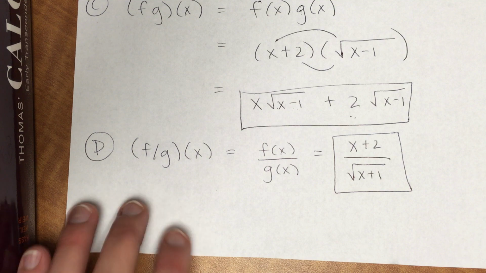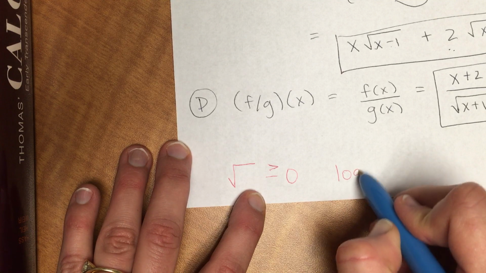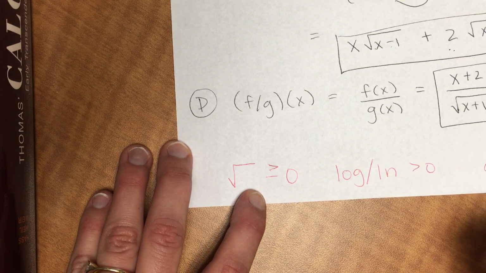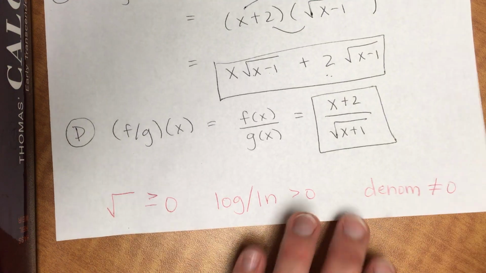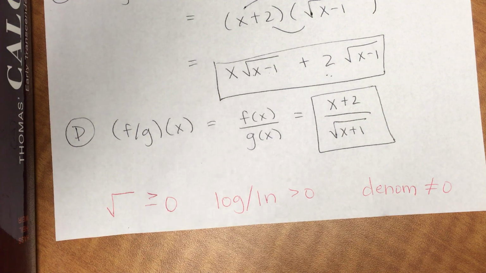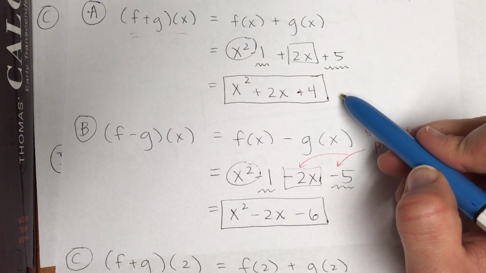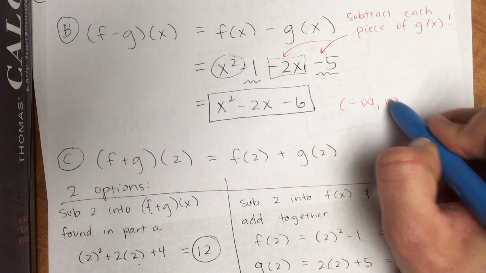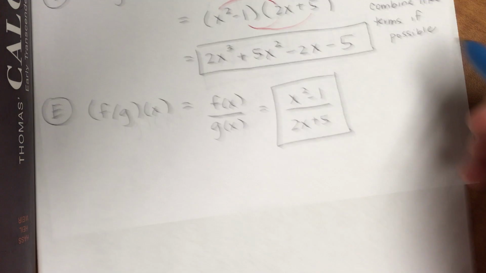So remember, for domain, refresher, we have to set our square roots greater than or equal to 0, our logs or natural logs greater than 0, and your denominators not equal to 0. So just like before, we're going to use those same rules. So in example 1, A, I don't have a square root, I don't have a log, I don't have a denominator, so that's my domain. Same thing for part B. That's boring. Same thing for part D.